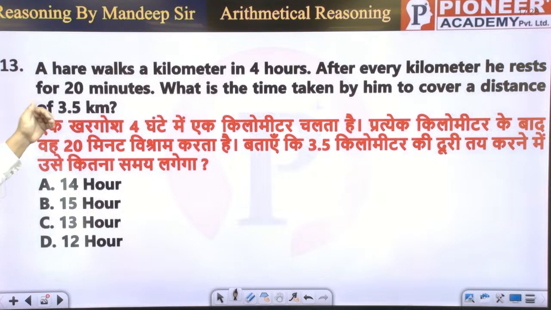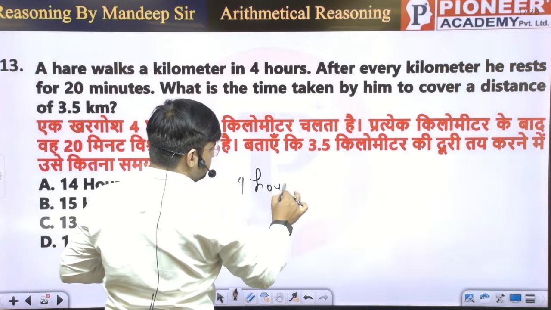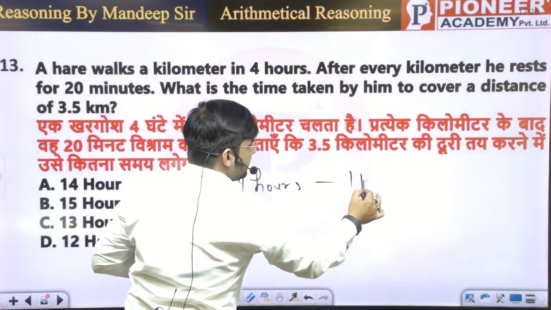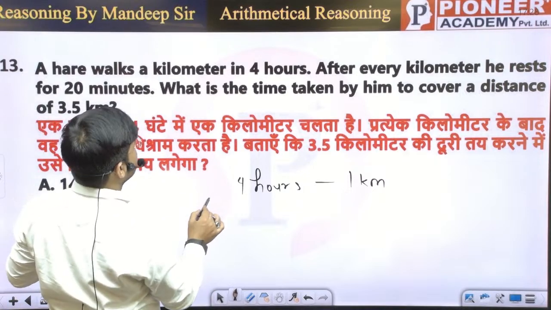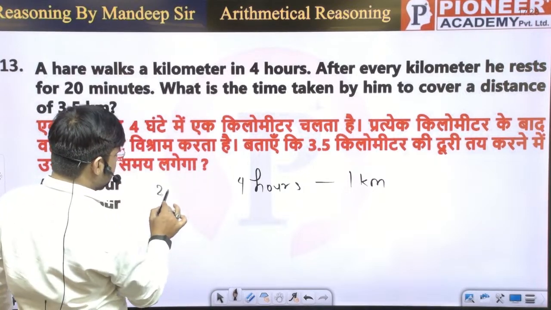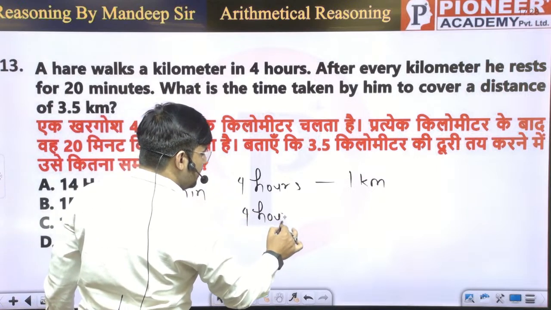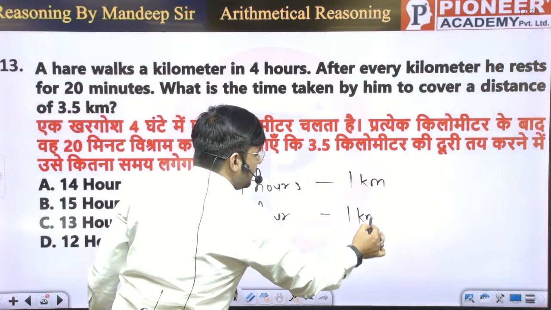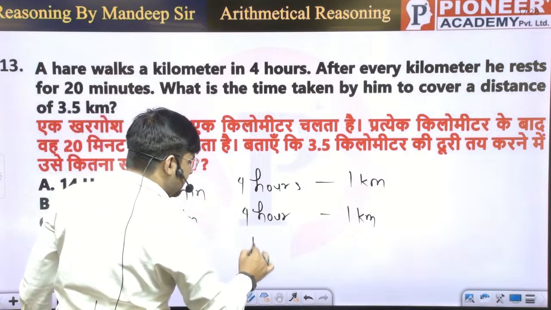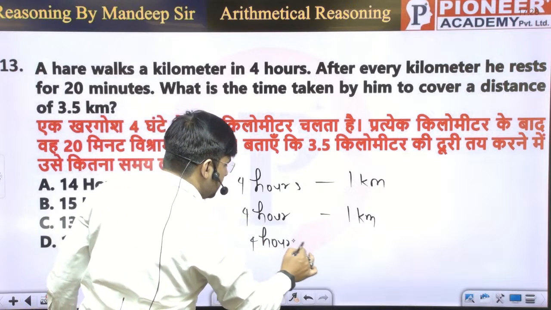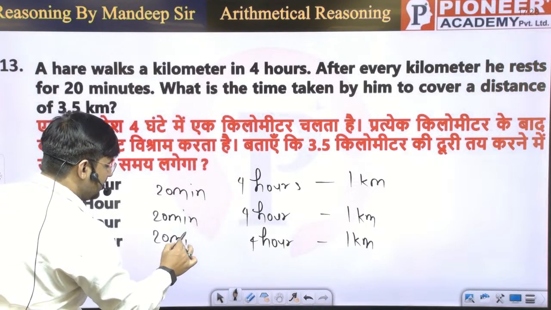A hare walks a kilometer in 4 hours. He walks 4 hours for 1 kilometer and rests for 20 minutes. Again walks 4 hours, 1 kilometer, and rests for 20 minutes, and again walks 4 hours, 1 kilometer, and again rests for 20 minutes.